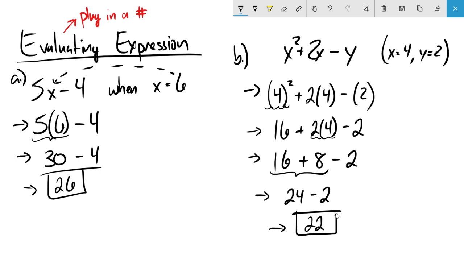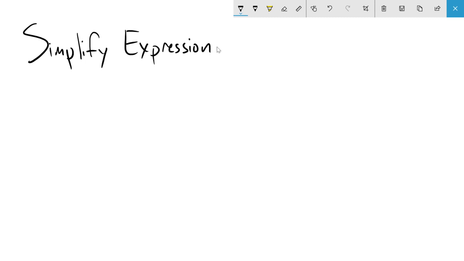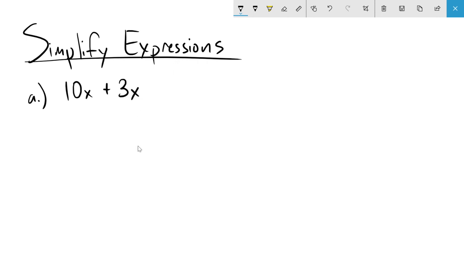Okay. Now, in this case, you're actually plugging values in. So that would be considered evaluating an expression. Sometimes you can simplify expressions. This will probably be the last thing we'll have time for. We'll finish the rest of it tomorrow. But simplifying expressions isn't the same as evaluating. So I gave you an example of 10x plus 3x, right?